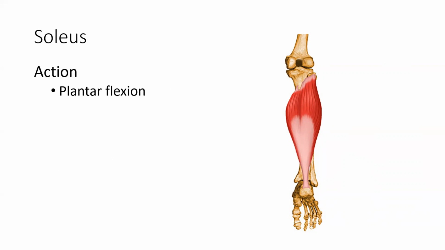regardless of knee flexion or knee extension. But if we are in knee extension, gastrocnemius takes over as our primary plantar flexor. If our knee is in flexion, our soleus takes over as our primary plantar flexor. So that knee position really matters.